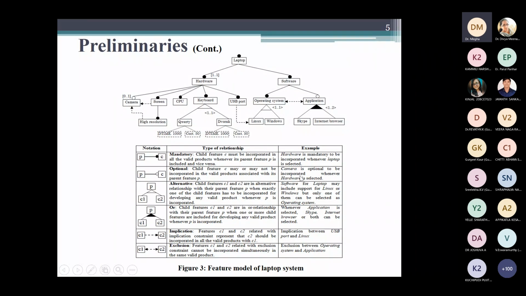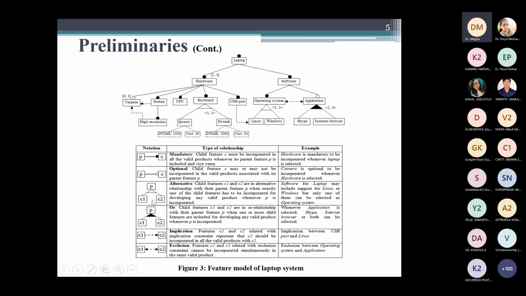Now let's understand it with the help of this particular example in the model. Camera is an optional feature. It is optional to be included whenever hardware is included, which means we may or may not include it whenever hardware is selected.